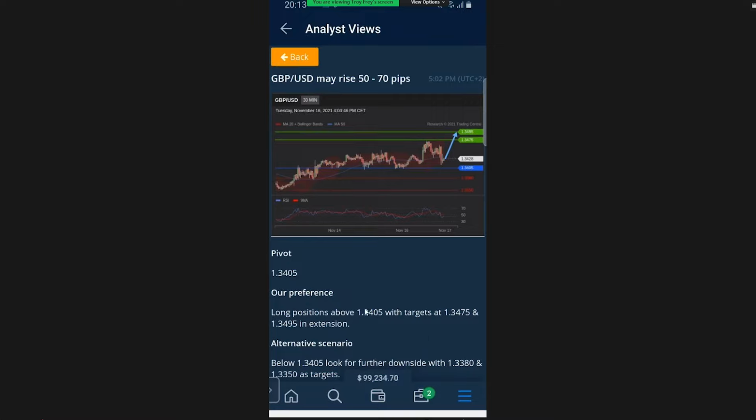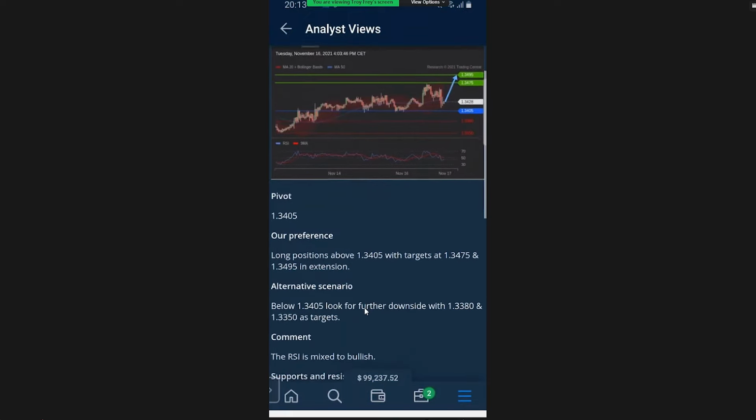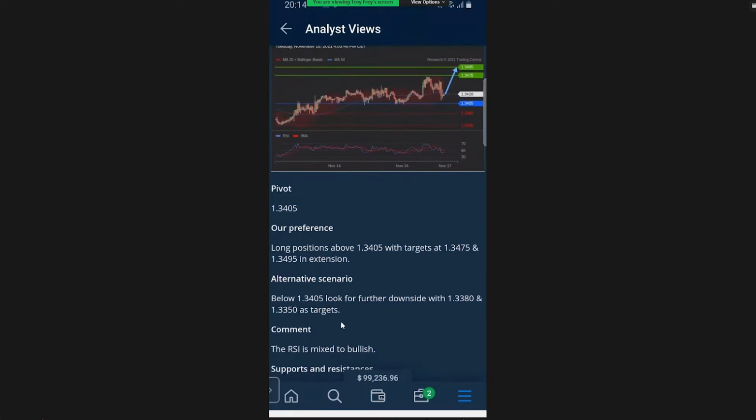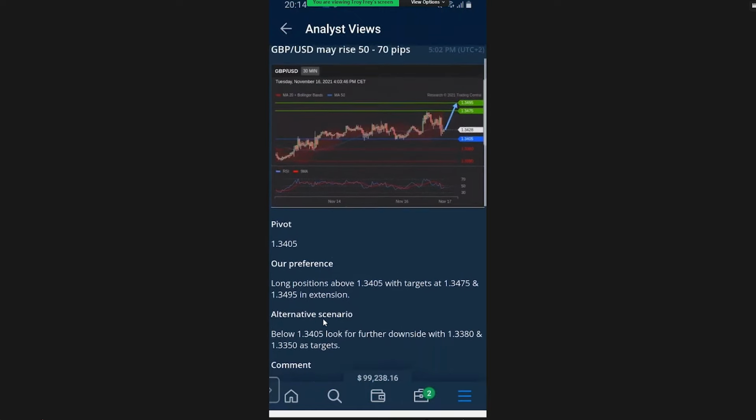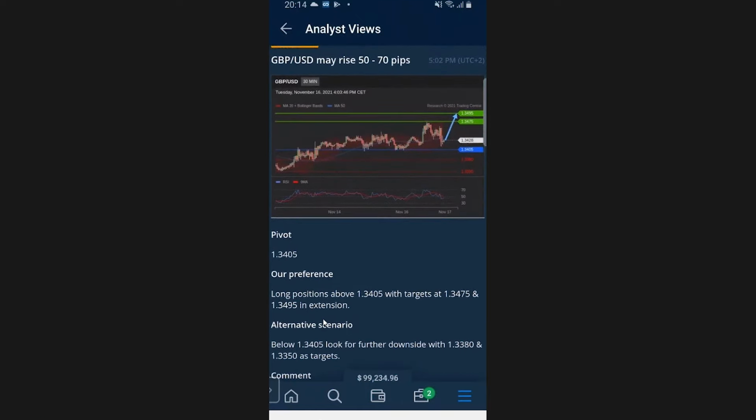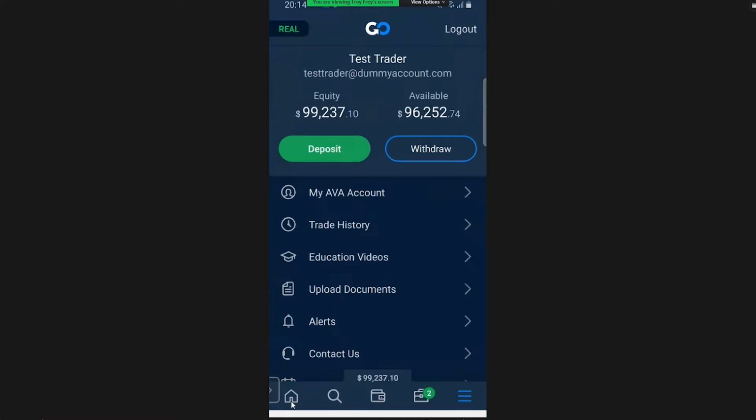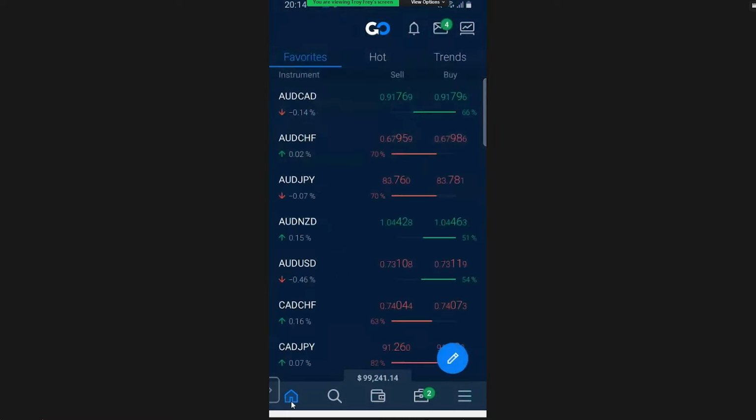And it says alternative scenarios. If it's dropped below 134, then we're looking for further dropping to 133.50. Okay, so it gives you the preferred movement, but also an alternative scenario in case the support level was broken. If the support level was broken, then all bets are off according to this signal. Then they're saying sell with take profits down at the support levels down here. Okay, so then we take a look at the chart and we say, what's happening then? Let's take a look and see what's happening on the chart for GBP USD.